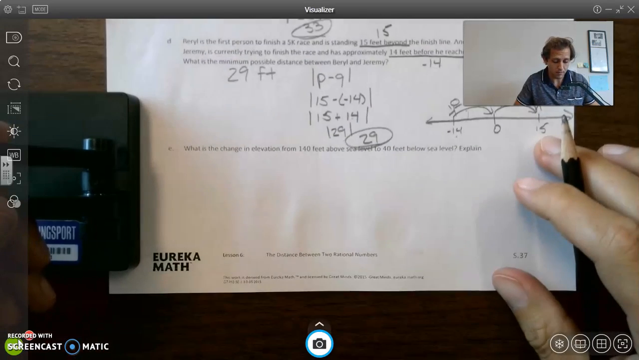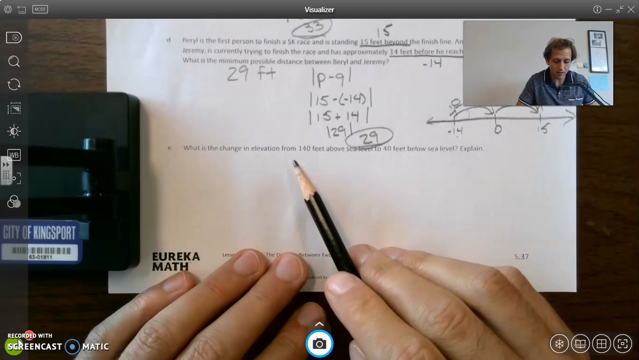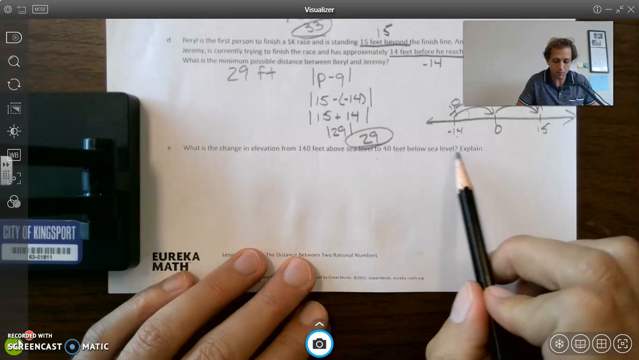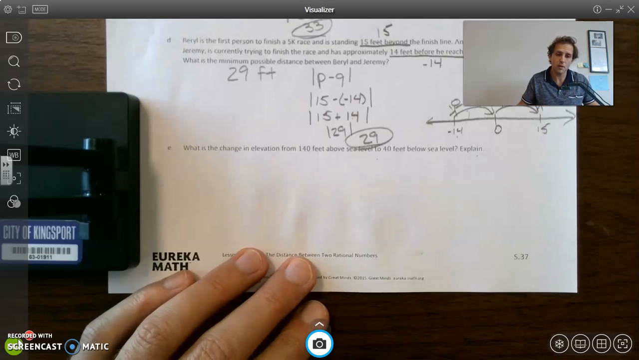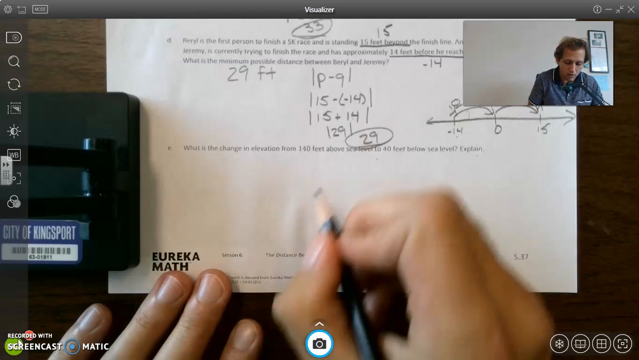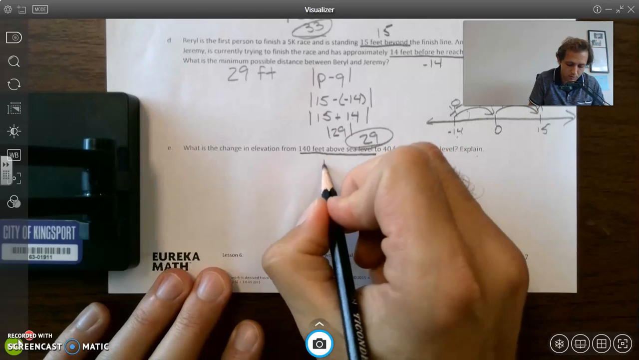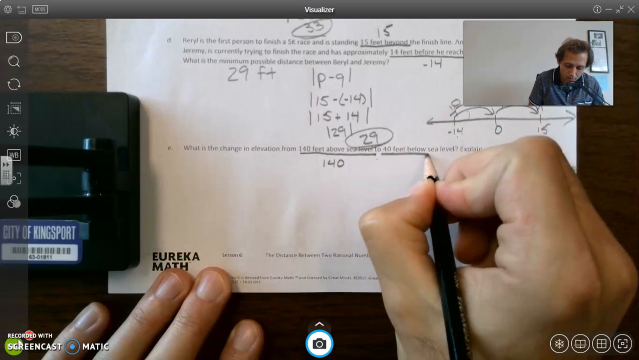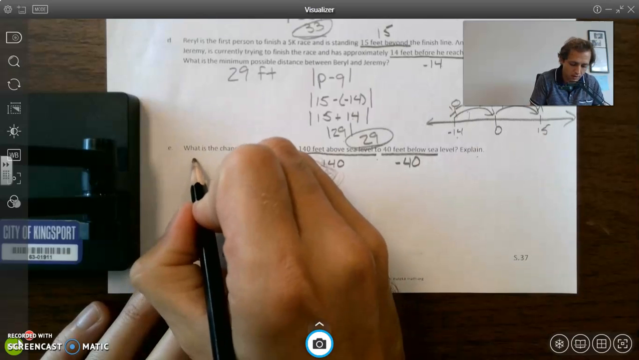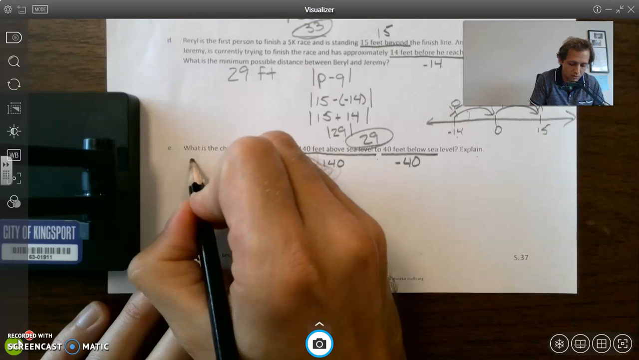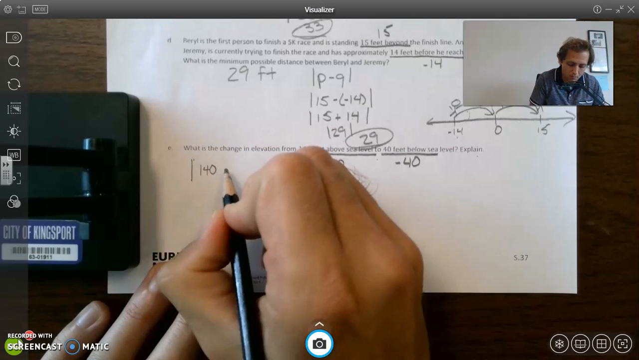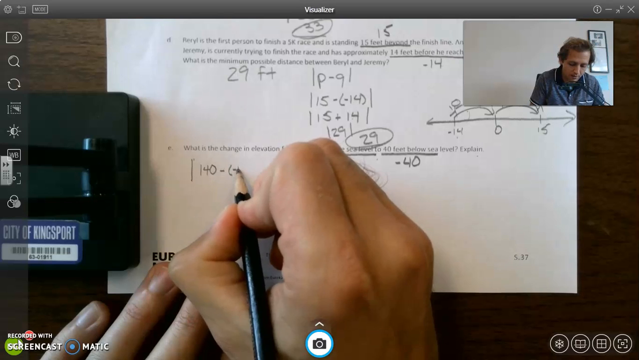All right, last question. What is the change in elevation from 140 feet above sea level to 40 feet below sea level? Now, we're going to draw a picture, but I want us to see if we can just trust this algorithm, and let's do it first. 140 feet above sea level, that's 140. 40 feet below sea level, that's negative 40. Okay, let's find the difference between those two numbers. The absolute value of 140 minus negative 40.